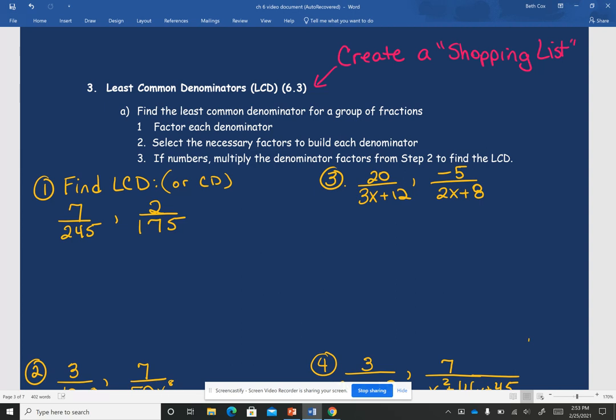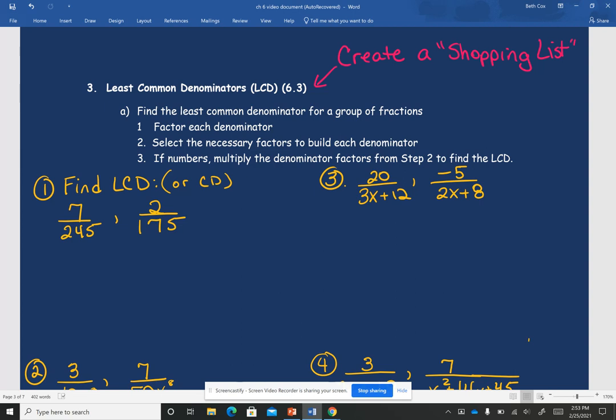All right, so now we're going to find the least common denominator, or common denominator as I like to call it. I just try not to, I forget to say the L sometimes. So anyway, I have an analogy to help us learn this. It's called create a shopping list. Let me just talk to you about a shopping list for a minute.